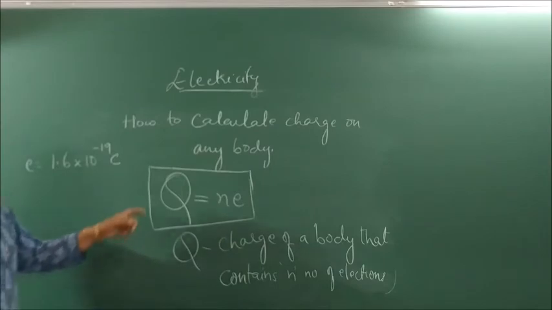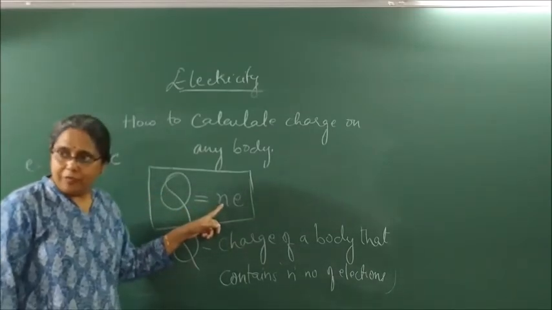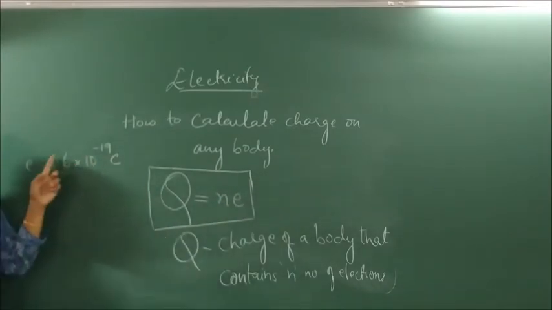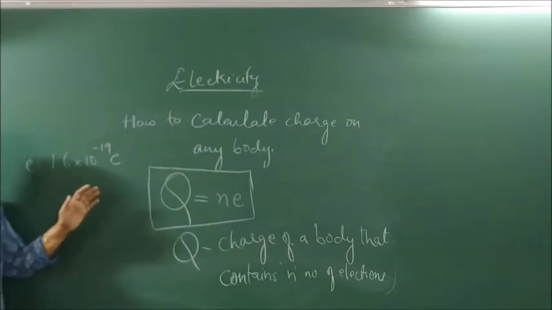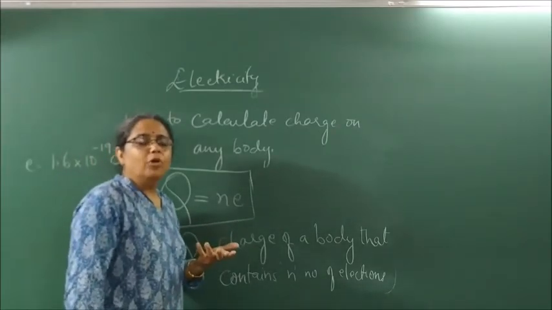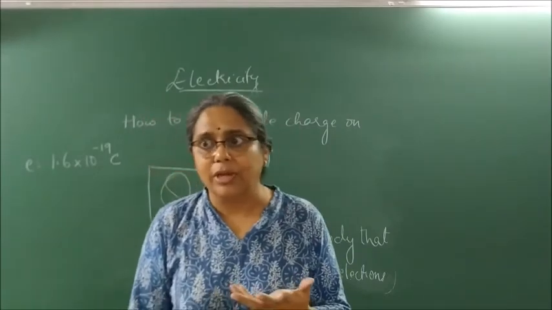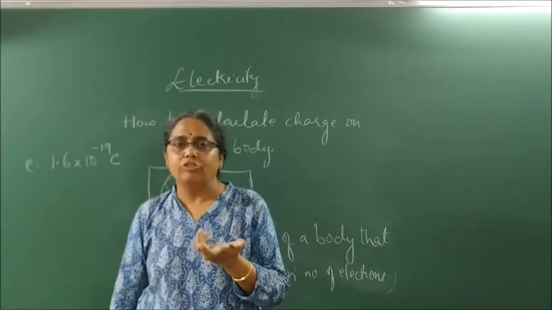Okay, so what is Q? Charge of a body. What is N? Number of electrons. And what is E? 1.6 into 10 to the power of minus 19 coulombs. So this is how we calculate the charge on any body. Q is equal to Ne. Suppose I say what is the charge on sodium atom? So sodium atom loses one electron.